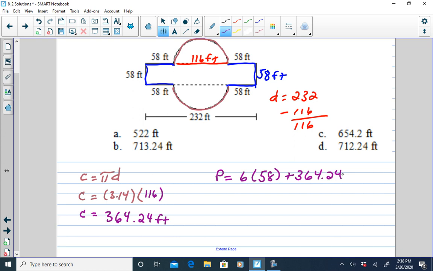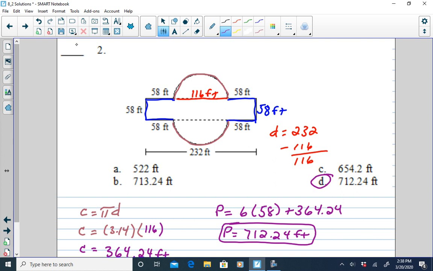All right. So I want to add that, plus 6 times 58, right? And we wind up with 712, so the perimeter is going to be 712.24. Those are feet, and that looks like that's going to be answer D. All right, so for problem number 2, we get answer D.